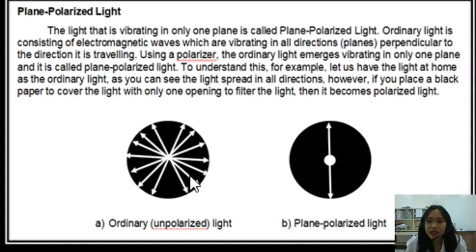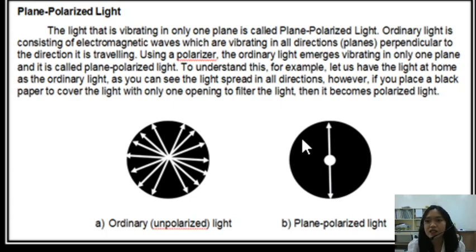And then, using a polarizer, the ordinary light emerges vibrating in only one plane. And by then, it is called a plane polarized light. So, itong ordinary light natin, gagamitan mo siya ng polarizer in order for it to be converted into a plane polarized light. So, when you say plane polarized light, it only has one plane. Okay, nakuha. Isa lang ang plane niya. Unlike kanina na in all directions ang kanyang plane.